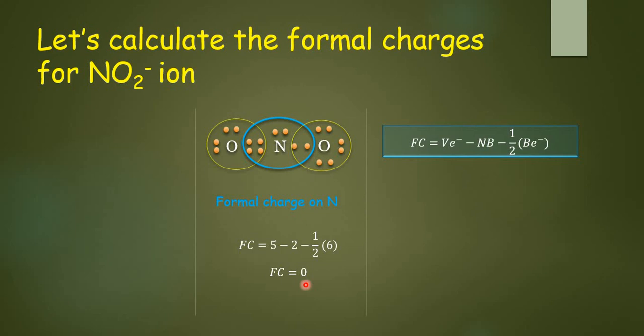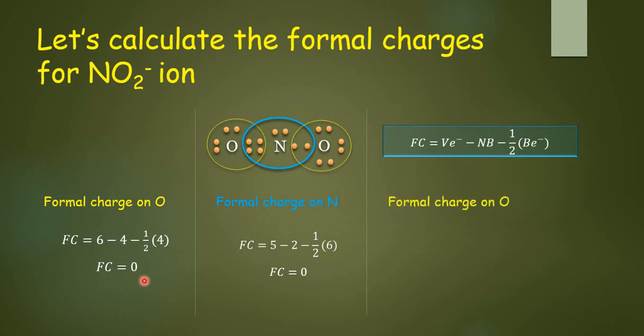That means it does not carry any charge. Now calculate the formal charge on the oxygen placed left to the nitrogen. Here the total number of valence electrons of oxygen is 6 and there are 4 non-bonding electrons and 4 bonding electrons. So you will get 6 minus 4 minus 1 by 2 multiplied by 4. And on calculating, you will get formal charge equal to 0. That means it also does not carry any charge.